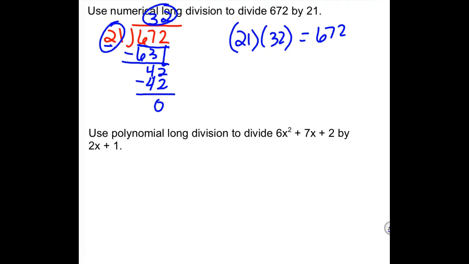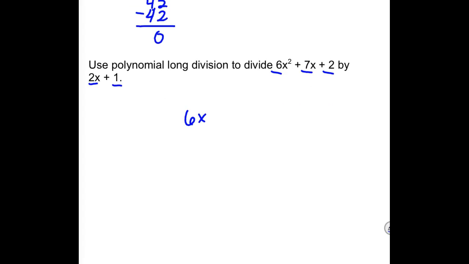In the first one, we had a 672. In this one, we have a 6x squared, a 7x, and a 2, 672. We were dividing by a 21. Now we're dividing by a 2x plus 1, 21. So the only thing different when we have polynomial long division is instead of having numbers where we think of, these are ones, these are tens, these are hundreds, we're going to have, these are my constants, these are my x's, these are my x squareds. Right? Each column is going to have a different kind of term in it, but the process is the same.